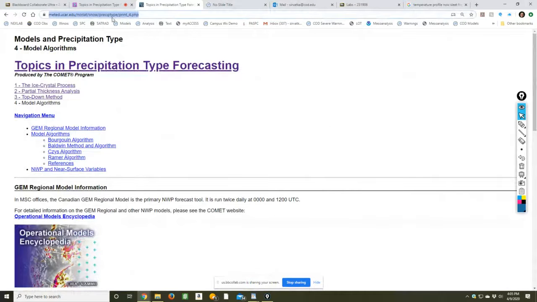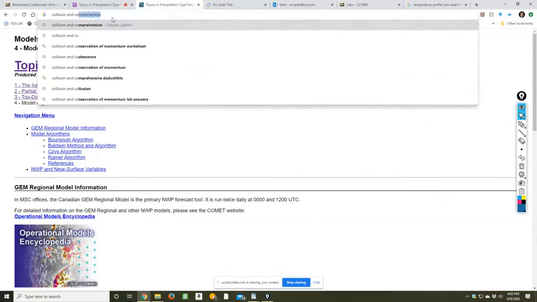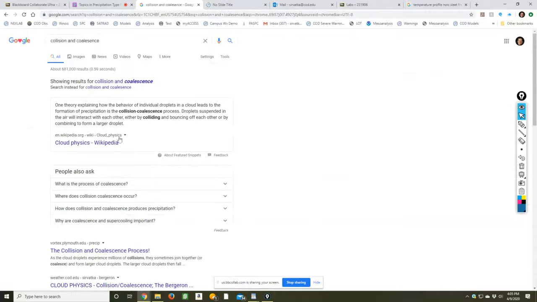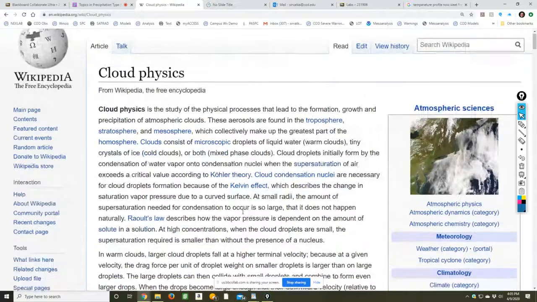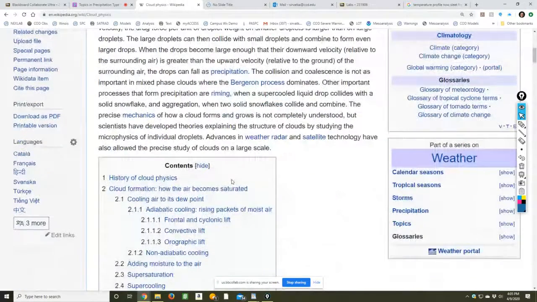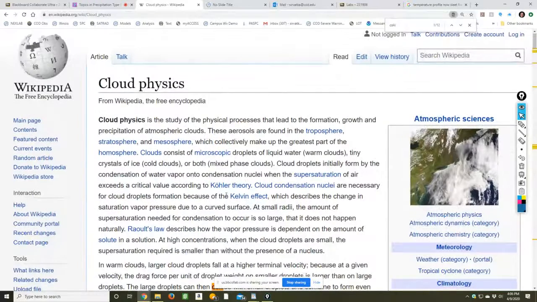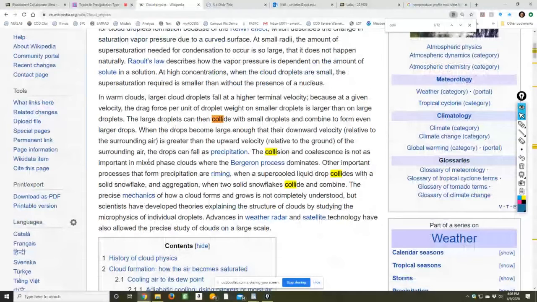There is one other thing that I want you to know, and that's called collision and coalescence. Okay? So I go to Wikipedia and they talk a little bit about it. Let me find collision. Okay, it says in warm clouds.